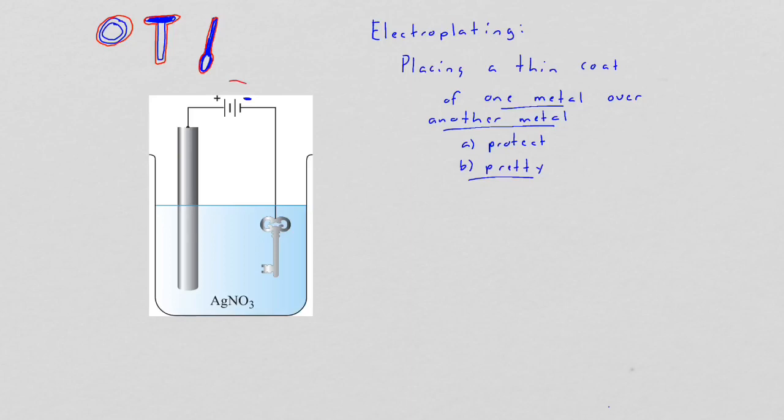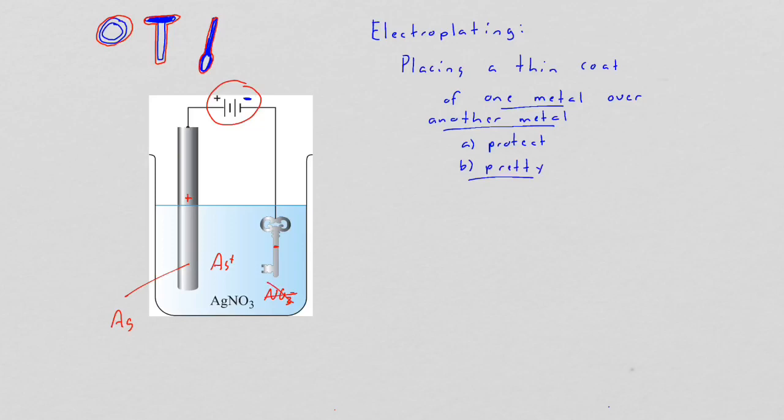You have a source of energy up here. You know that this is negative, so this is going to be the cathode, and this is positive, so that's going to be the anode. This is a bar of pure silver. This is a key on which you want to coat silver. Okay, you have an electrolyte, again, silver nitrate. The nitrate here is going to be the spectator.